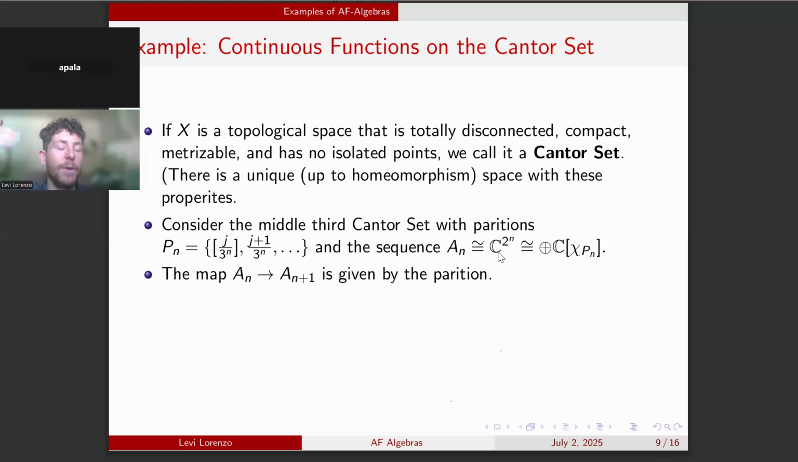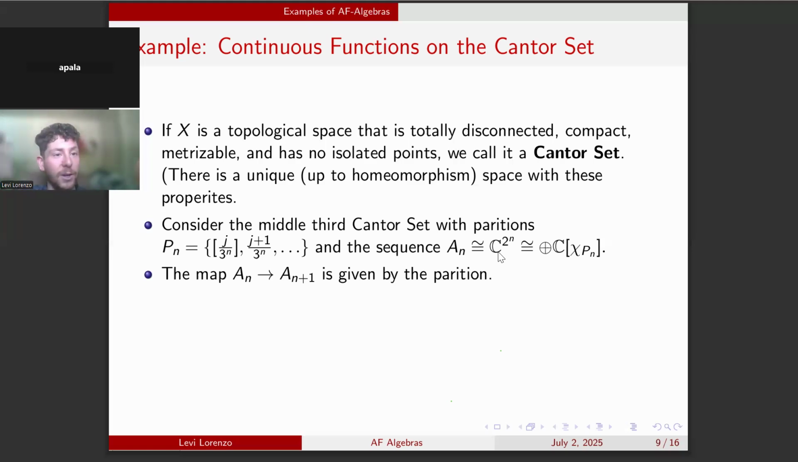And so we're thinking about constant functions that are locally constant. Each of these things we can think about as the first level. That's C to the two-dimensional complex numbers. That's the first level, and then the next there'll be four, and the next are eight, and the inclusions are given by the partition where you think about it.